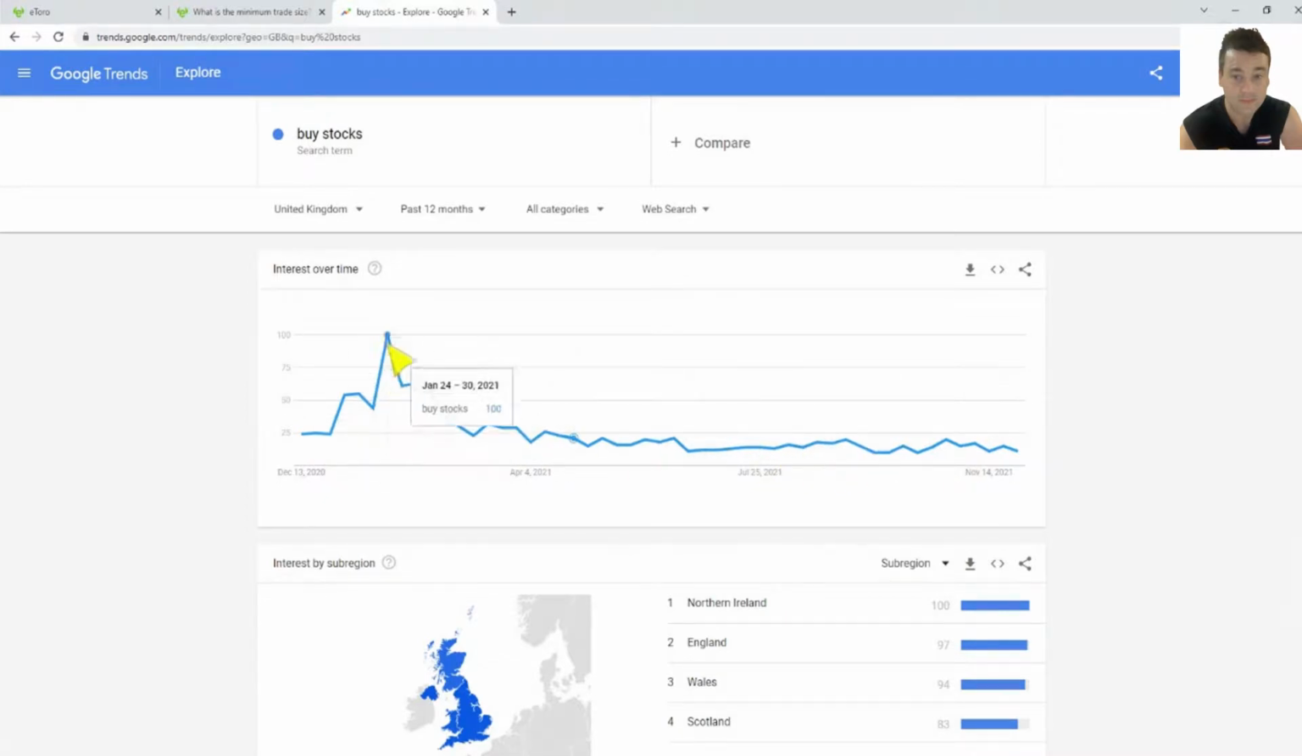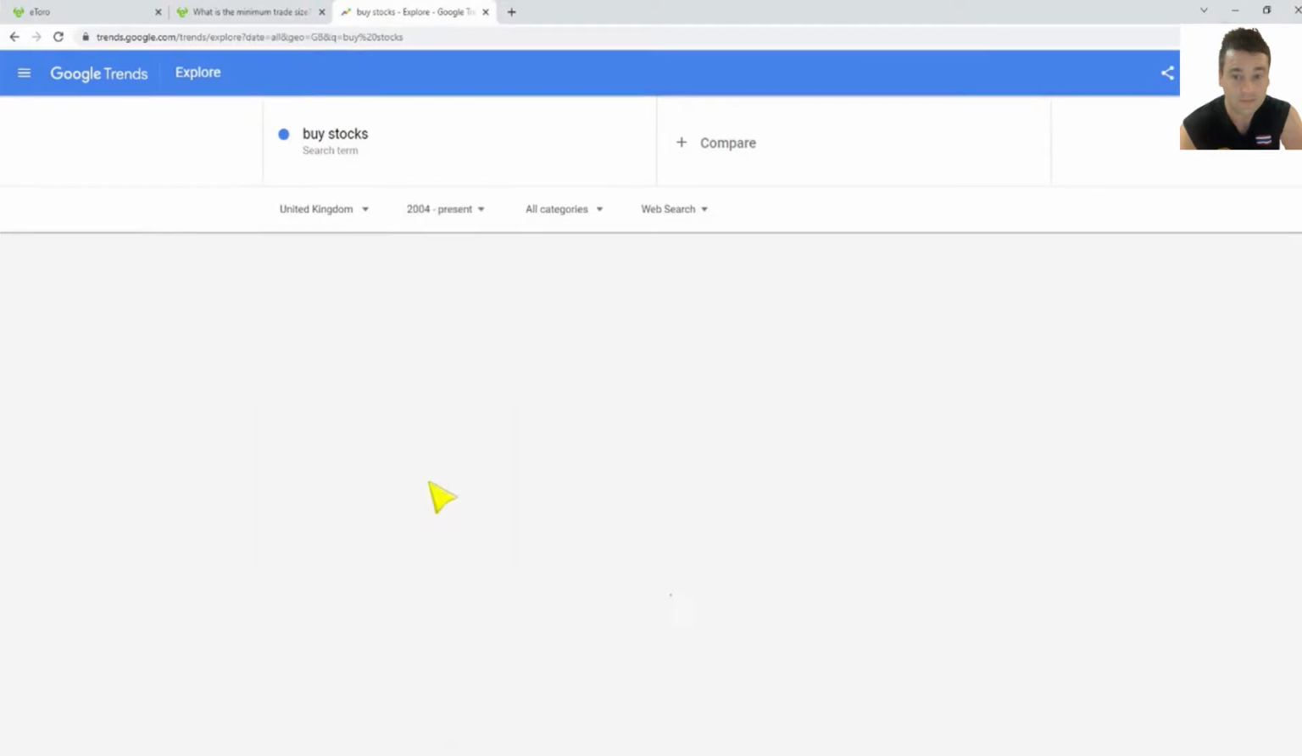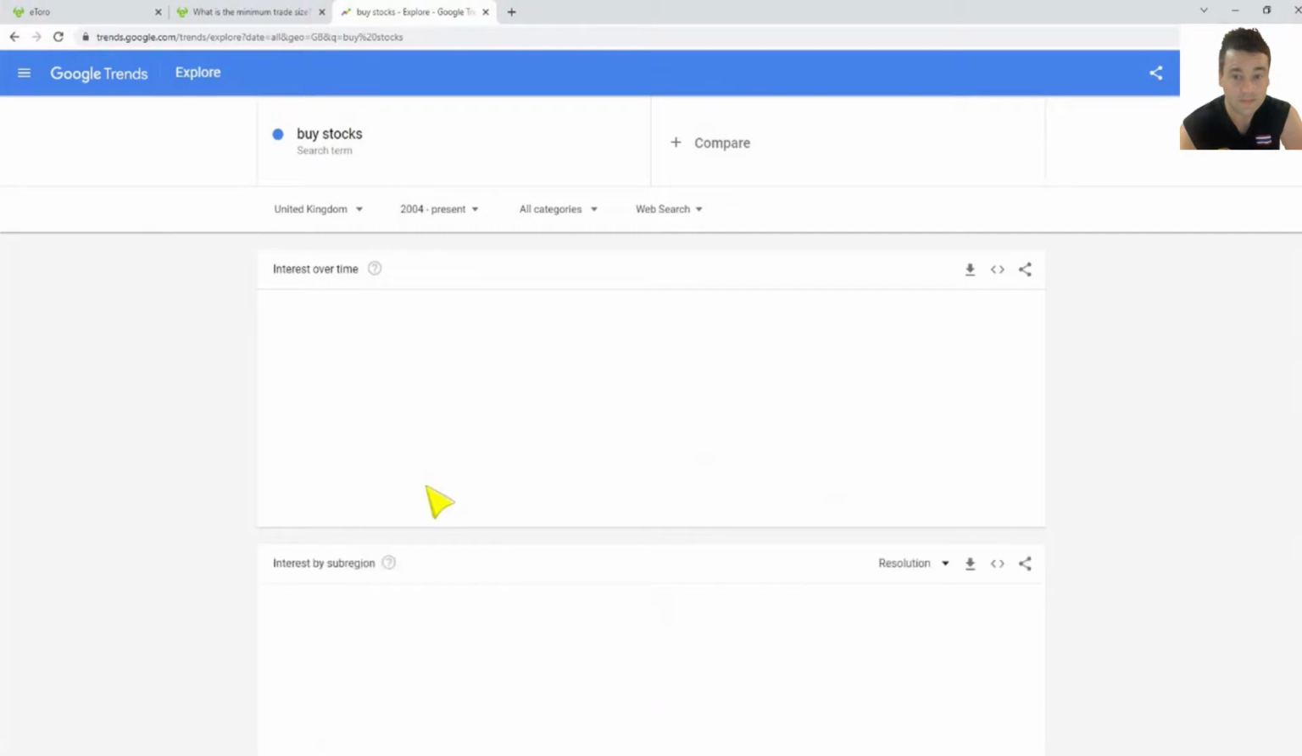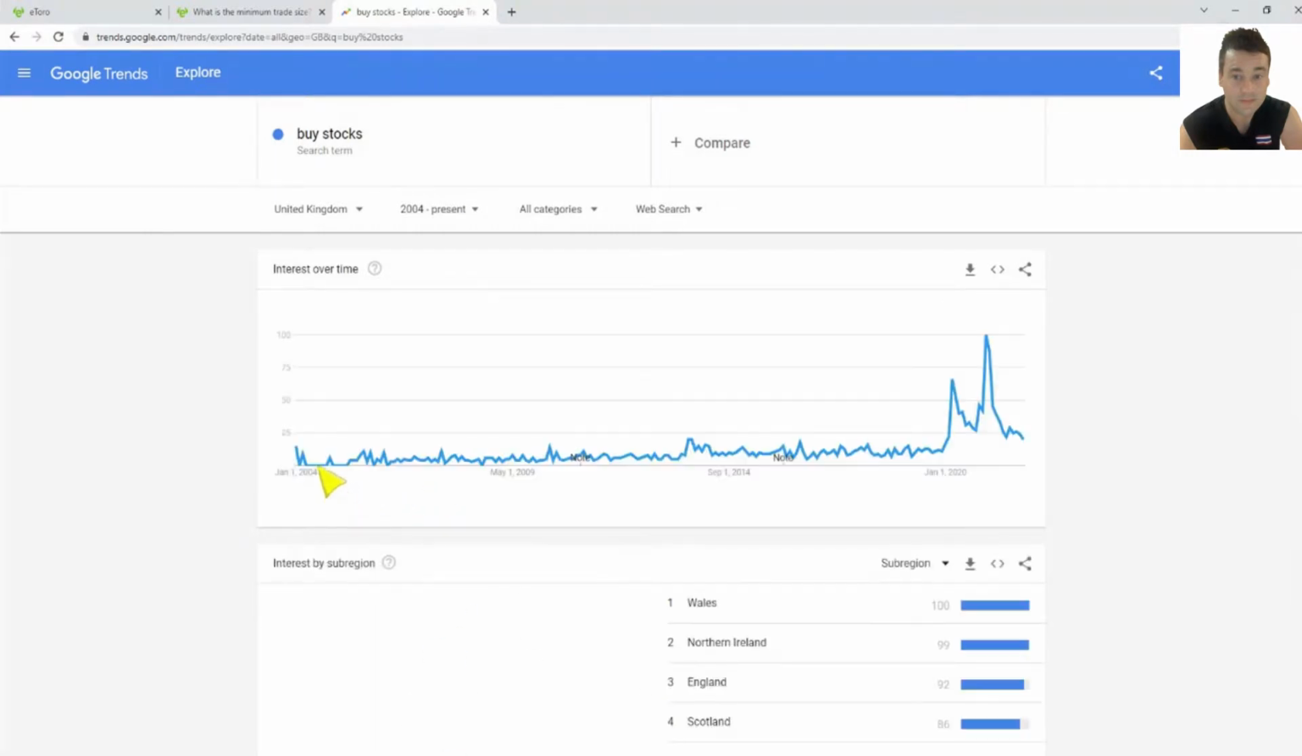And this happened when there was all of that GameStop. Everyone wanted to get into GameStop and crypto and the meme stocks that pumped that up. But the interest is falling, falling, falling. So less people are interested in trading stocks. If you look since 2004, you can see that at the start of last year there was so much massive interest in buying stocks, but that has all dropped away now. It's coming back down to the even level again.